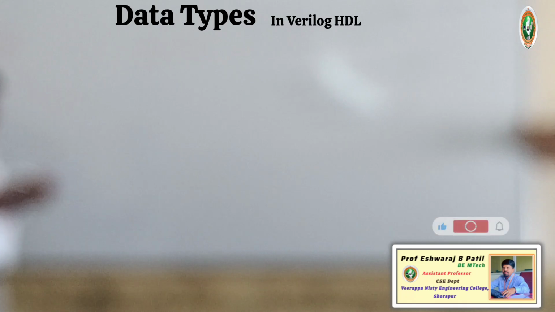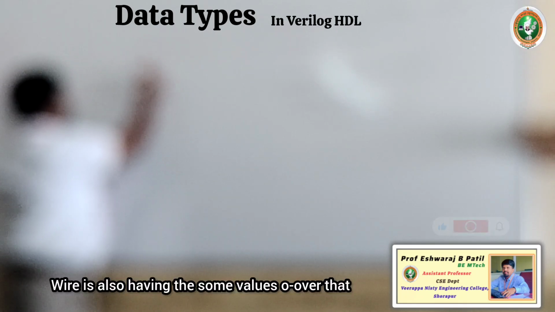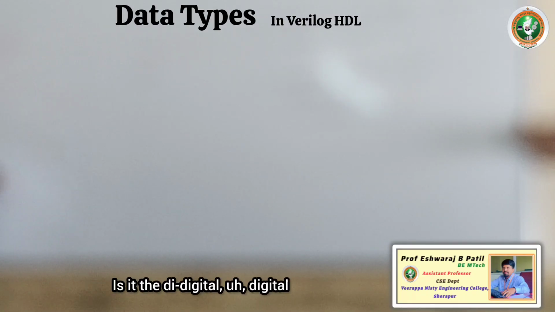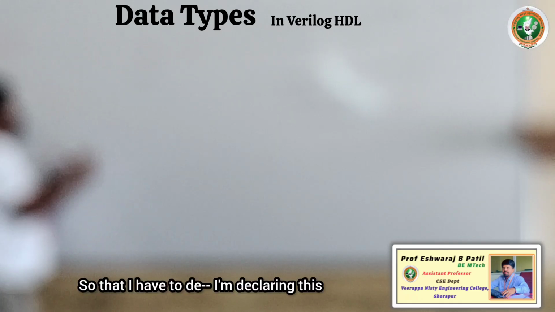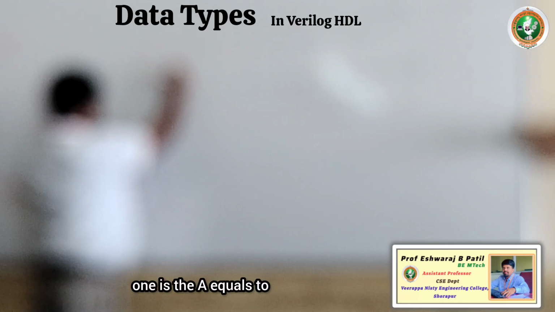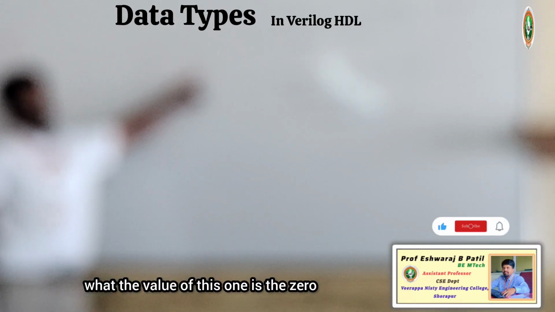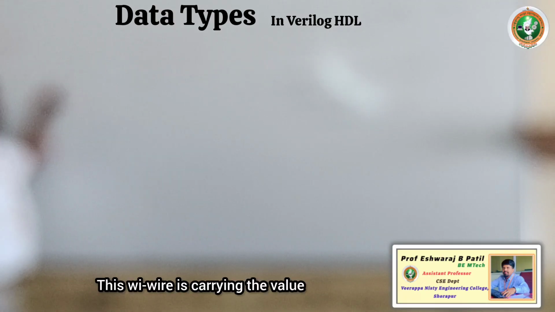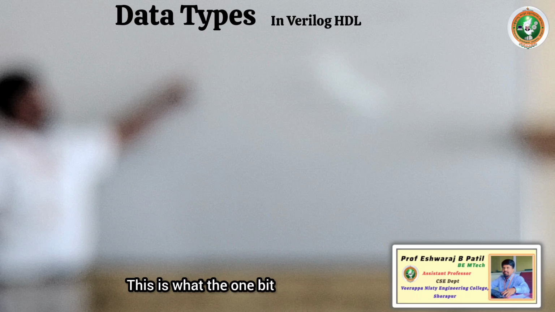Semicolon. And here we can say the wire also has some values over that. What type of values is it carrying here? Is it a digital binary value? So I am declaring a equals 1 bit, and the value of this one is 0. This wire is carrying the value, which is a equals 1 bit.